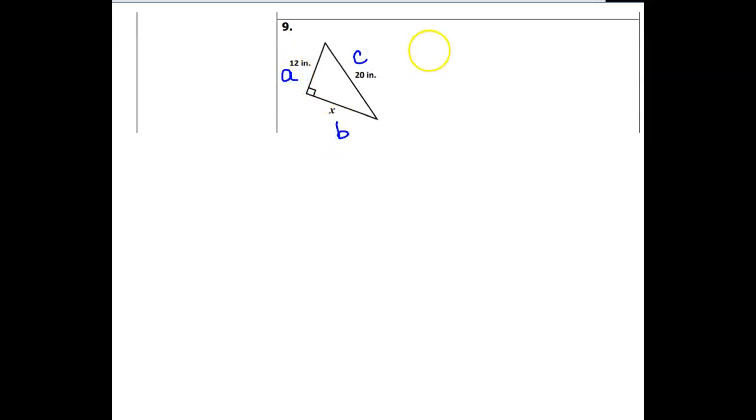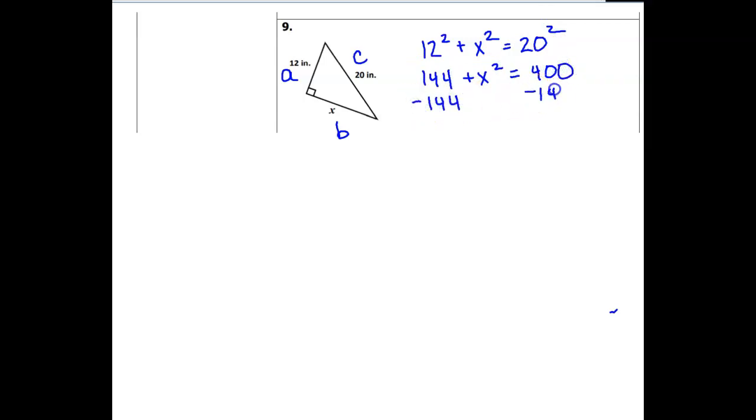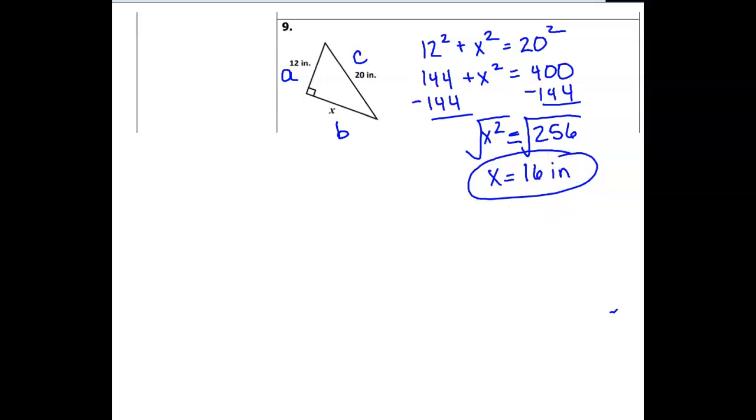Okay, so when I plug it in, I've got 12 squared plus x squared is going to be equal to 20 squared. 144 plus x squared is 400. I'm then going to subtract my 144 from both sides, and I get x squared is going to be equal to 256. So to get x by itself, I need to take the square root of both sides, and when I do that, I get my x is equal to 16, and in this case, it would be inches.